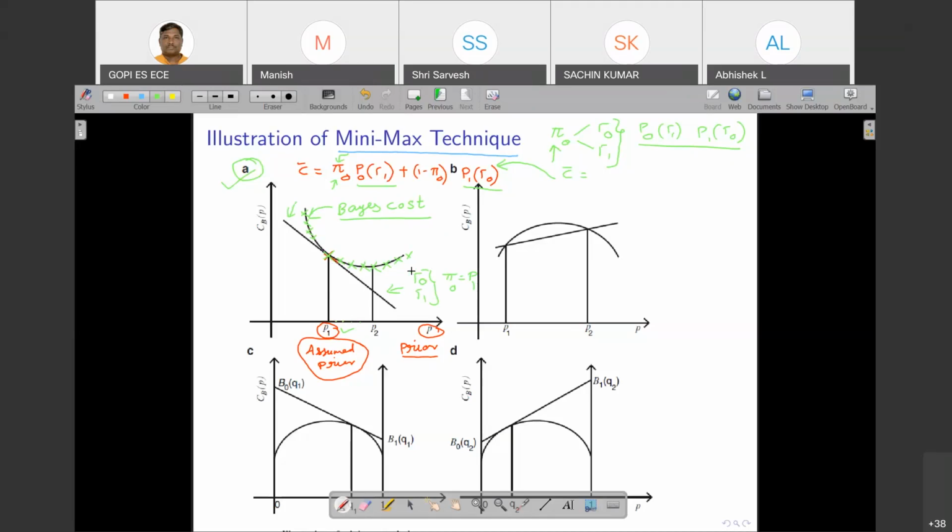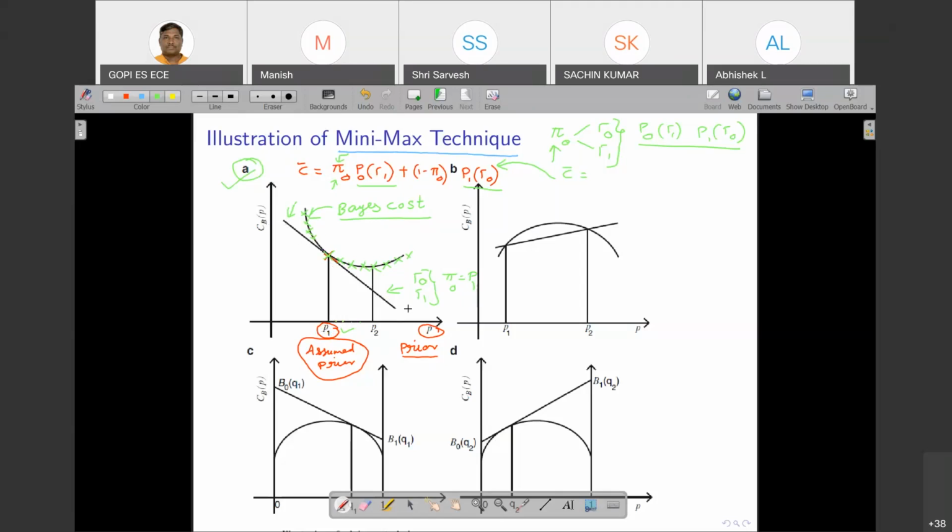It is slightly difficult to interpret, so I will repeat again. You are designing this Bayes detector for some pi naught, let us say that is P1. But now the prior probability is deviating from this P1, so your original prior probability is not P1 now. In reality, it is deviating. When it deviates, your Bayes cost changes as a function of the prior probability, which is going to be the straight line. That is how this straight line comes into the picture.